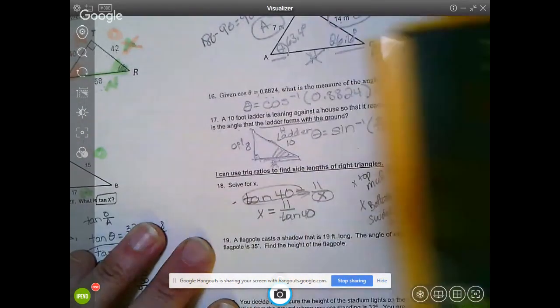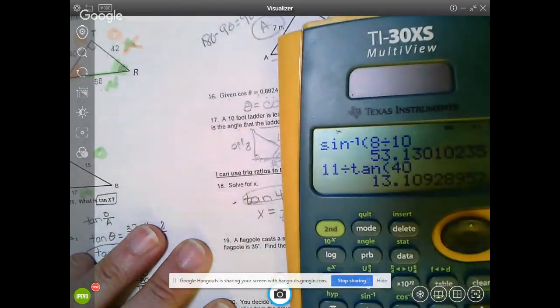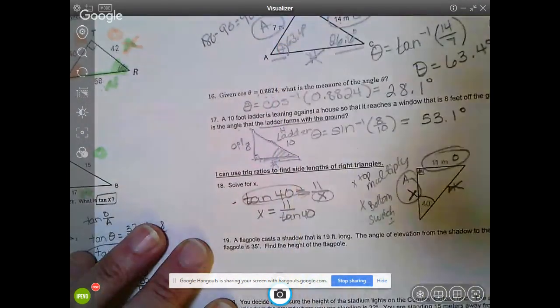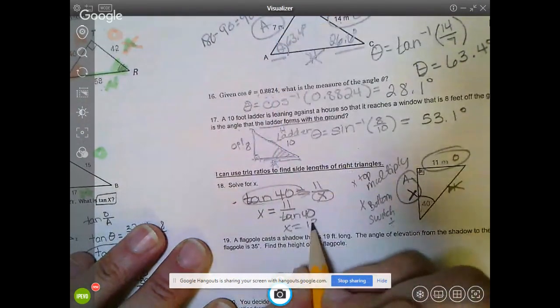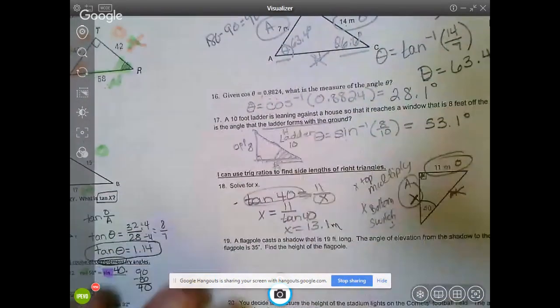And then I just divide. 11 divided by tan 40. I'm not using inverse because I'm not finding the angle. So you get x is 13.1. If you ever get something different than me, tell me, because I'm Russian.